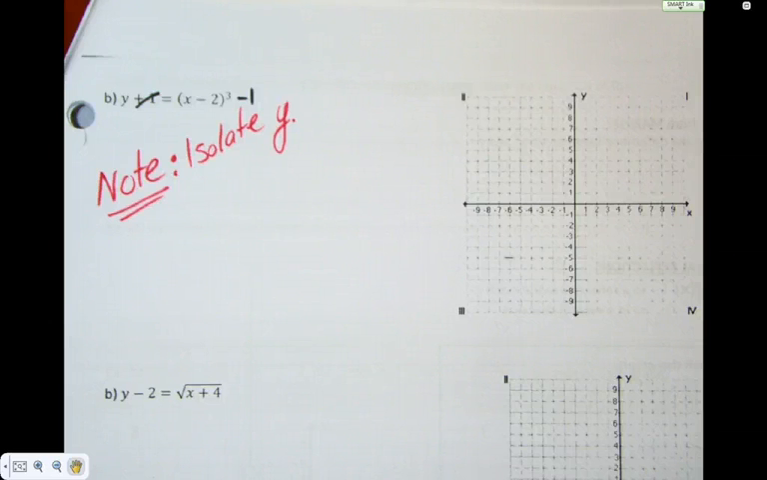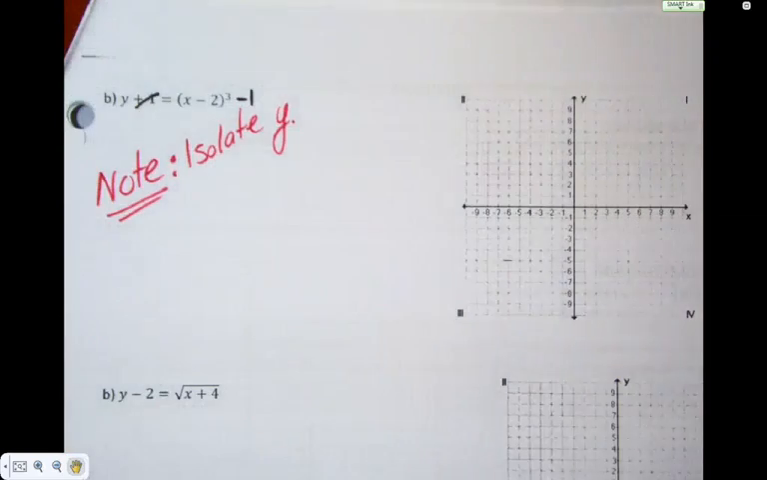Step number 1, base graph. Take away all the numbers, leave the variable, leave the exponent. So if I take away the 2, the -2, and I take away the -1, what is left? X cubed. Okay, look at your cheat sheet. Which of these is x cubed? The cubic. So draw me the base graph of the cubic.